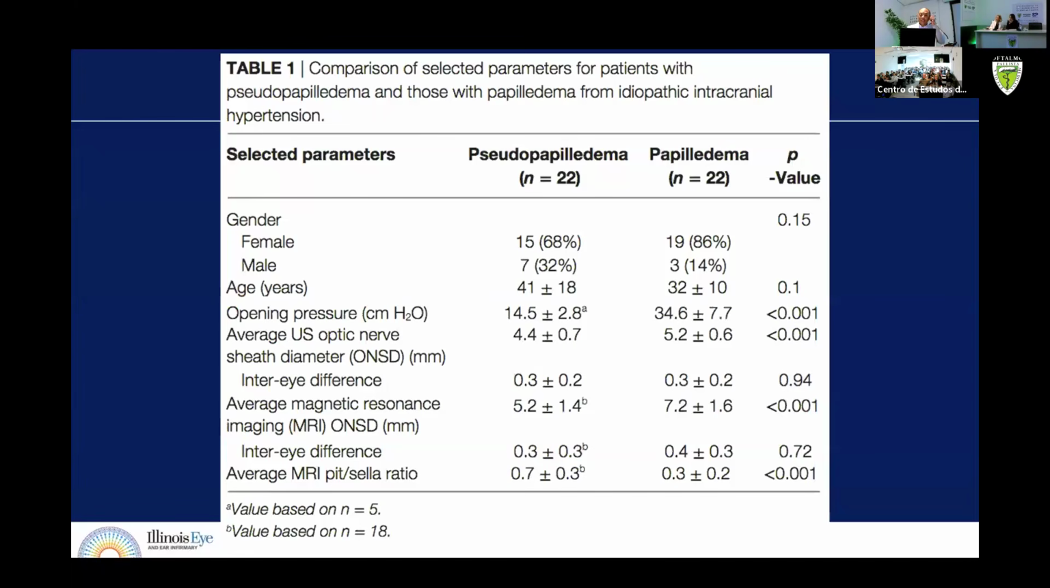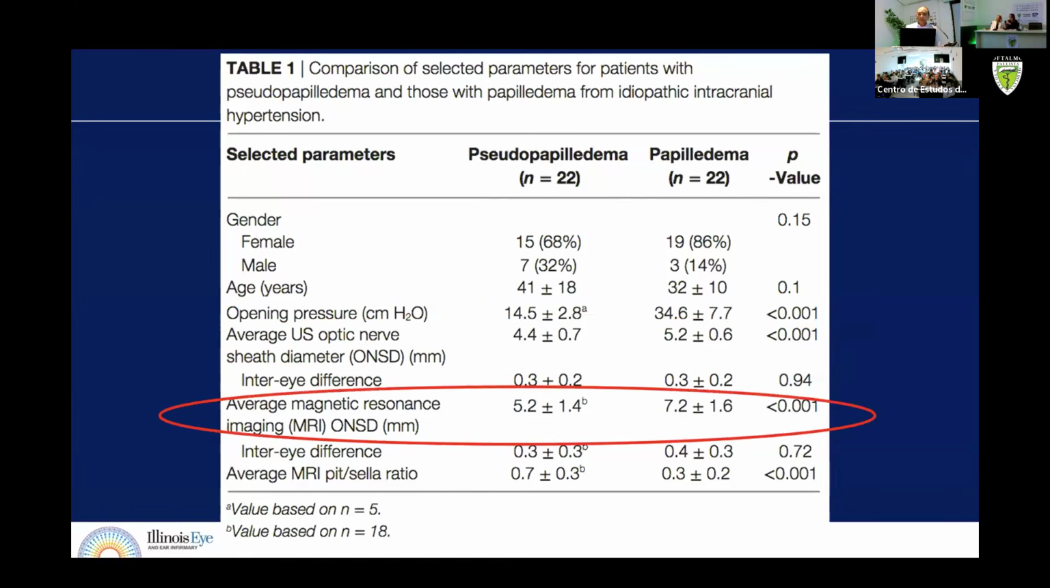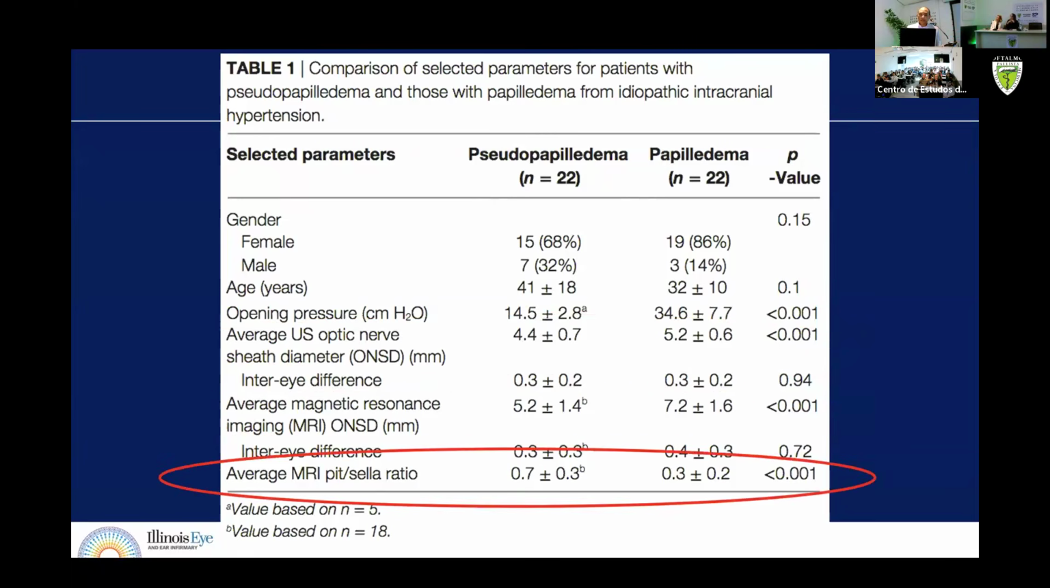So in this study, they looked at the thickness of the optic nerve sheath in patients with pseudopapilledema, so basically a normal optic nerve, versus papilledema. On the ultrasound, you can see a significant difference, 5.2 versus 4.4 millimeters. In the MRI, it's even more dramatic, 7.2 versus 5.2 millimeters. And the pituitary-sella ratio, 0.7 versus 0.3. So these cannot define papilledema, but they are interesting ways to monitor and follow patients as they are being treated.